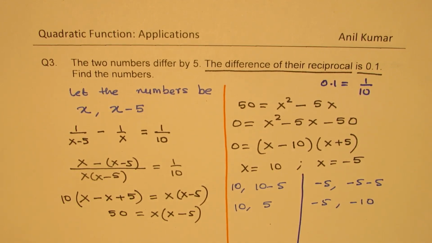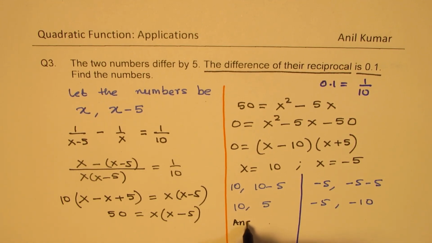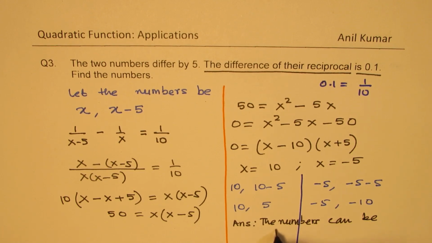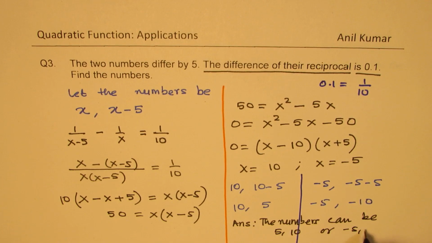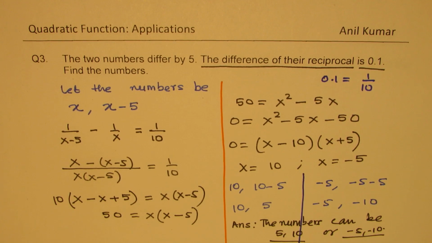So in this case, we get two solutions, right? So we have our answer, which is the numbers can be 5 and 10, or minus 5 and minus 10. Does it make sense to you? So we are not saying natural numbers. We are not restricting the set of numbers. So therefore, we have to write both the answers. Right? So I hope you have understood this solution.